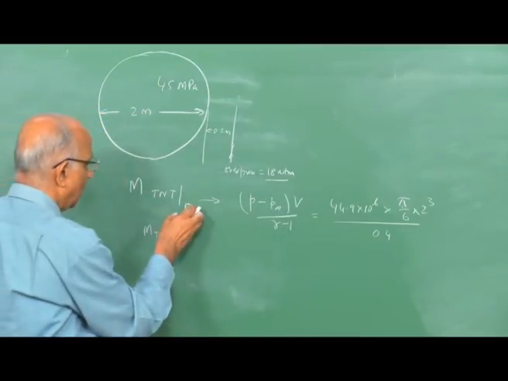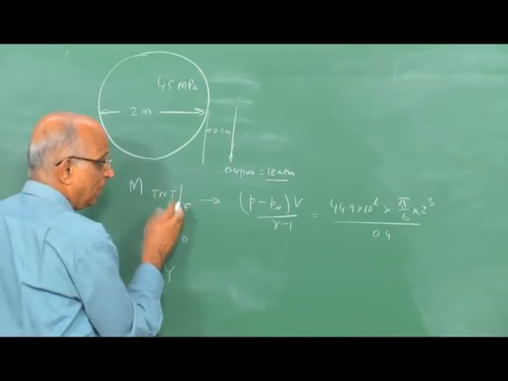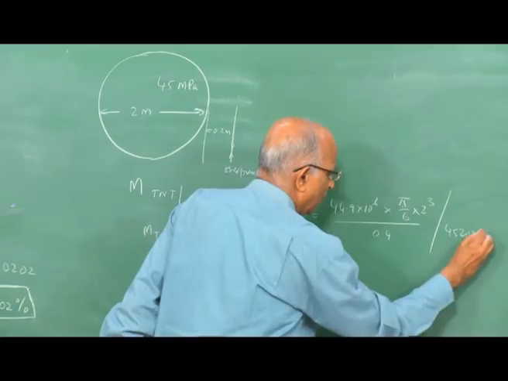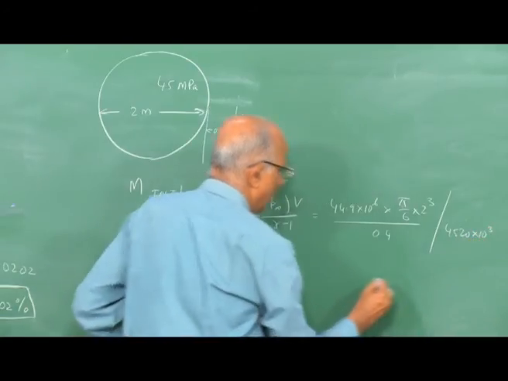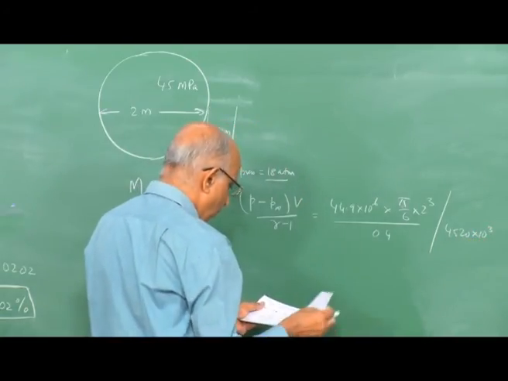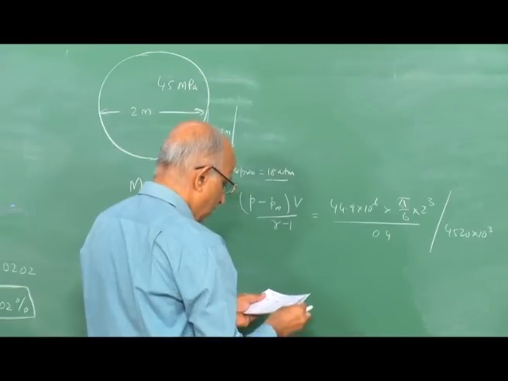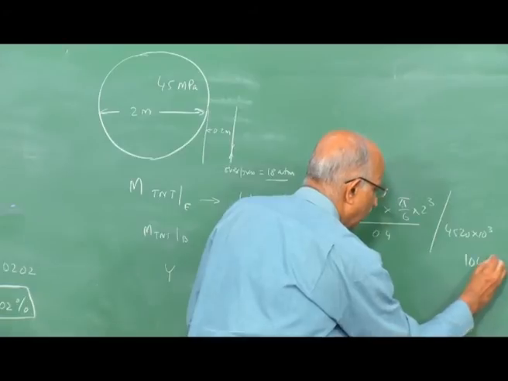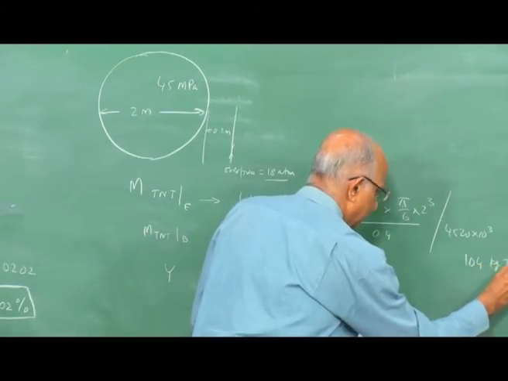I have to convert it to the mass of TNT, therefore I divide this by 4520 into 10 to the power 3 joules, and this gives me, based on energy basis, 104 kg of TNT.